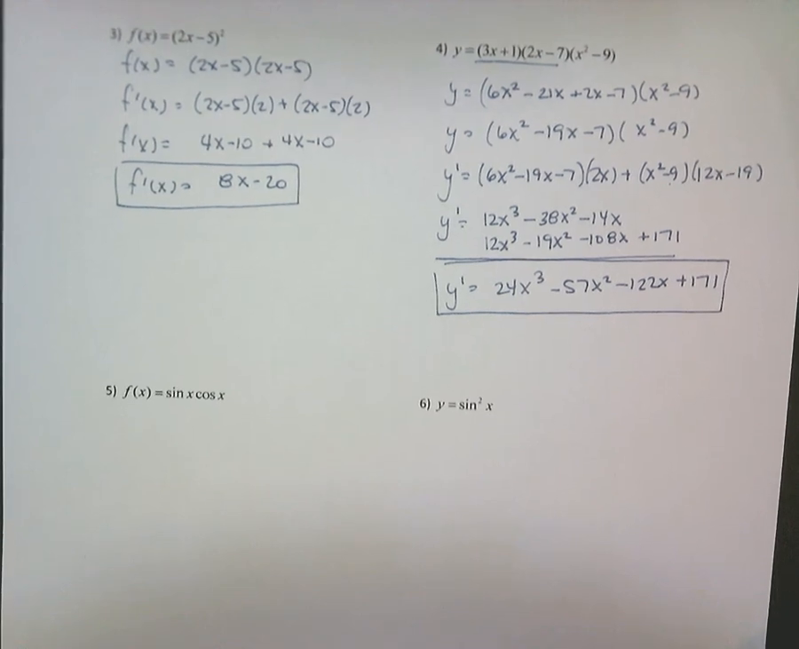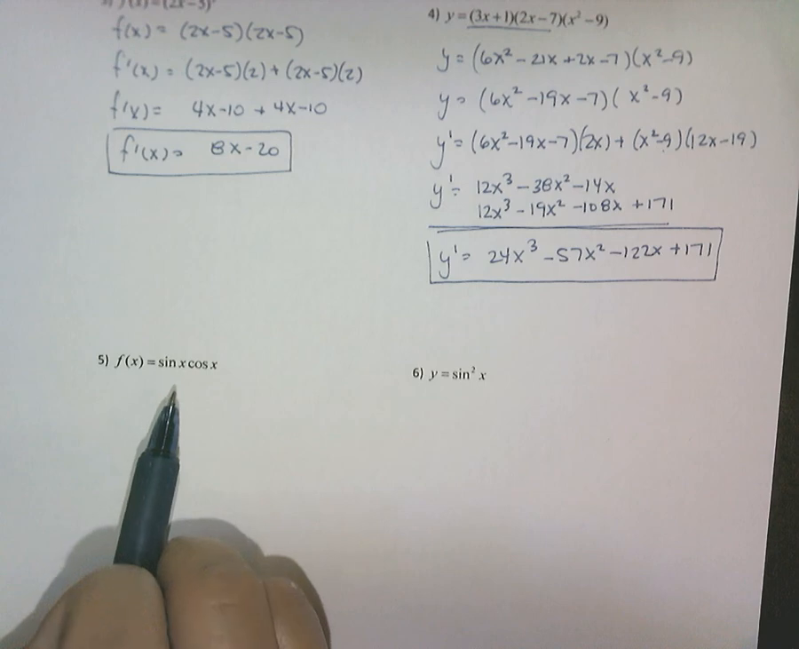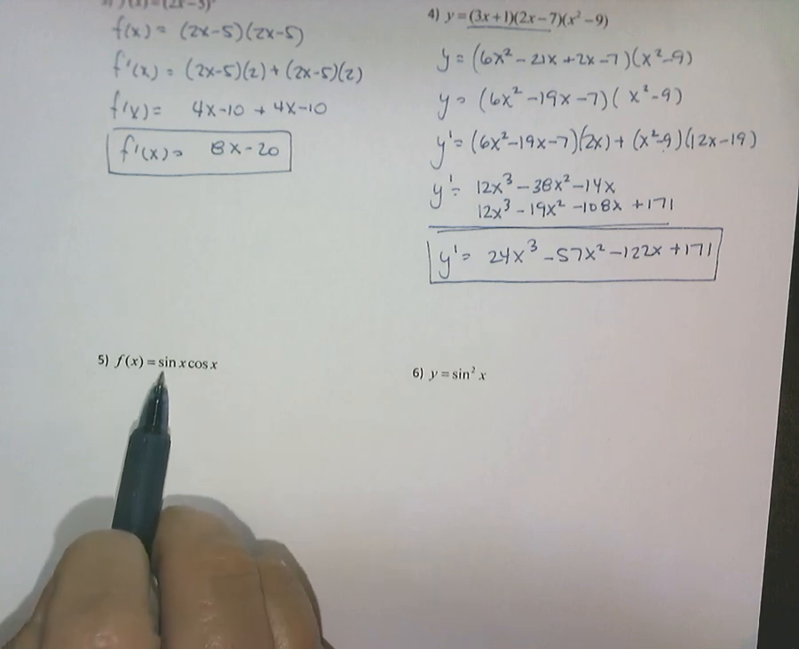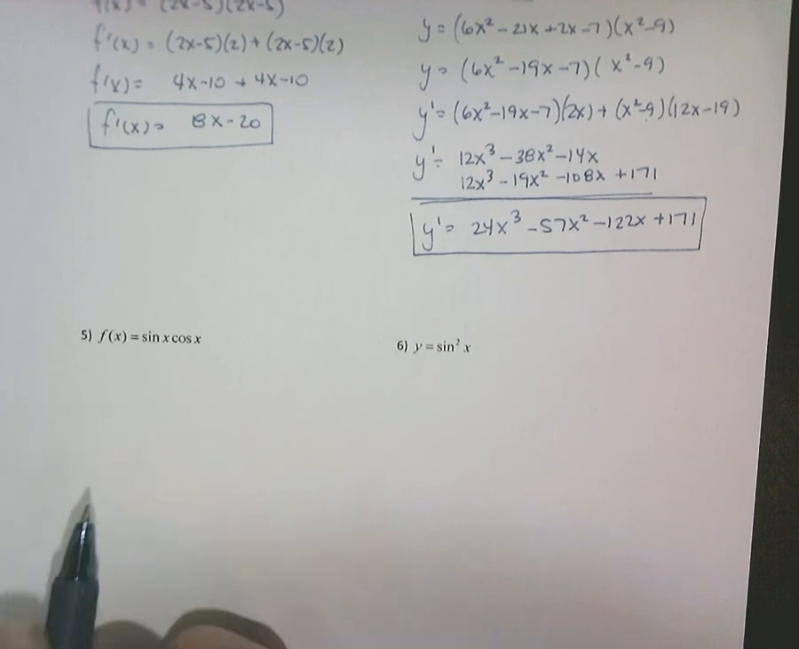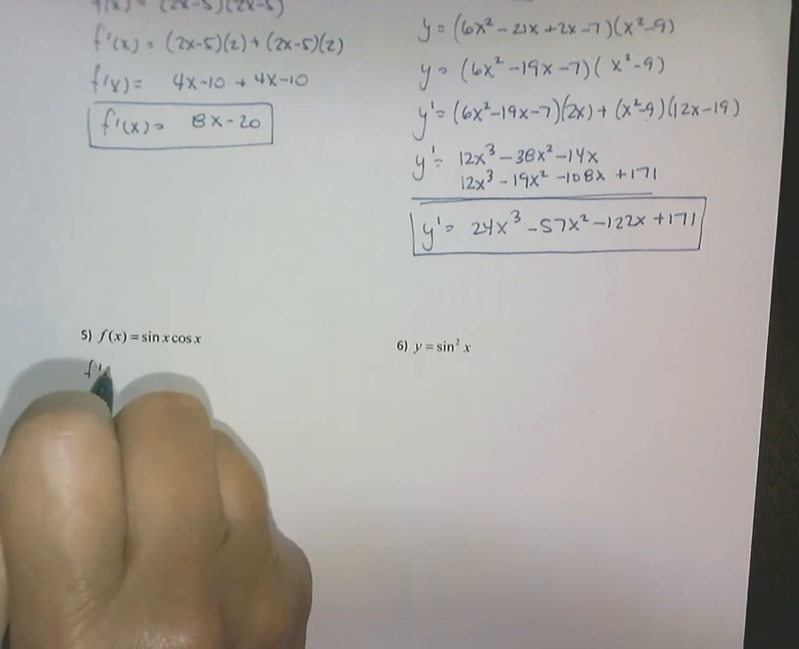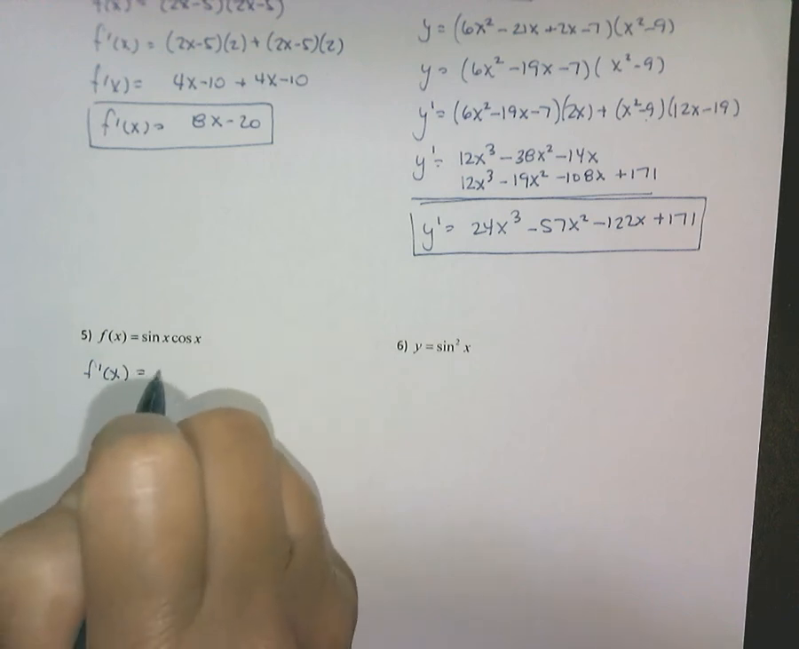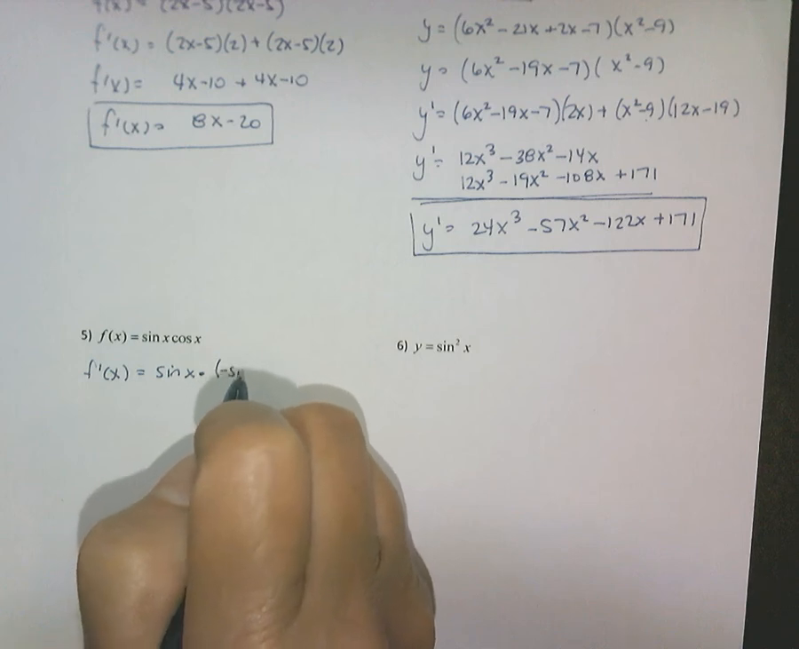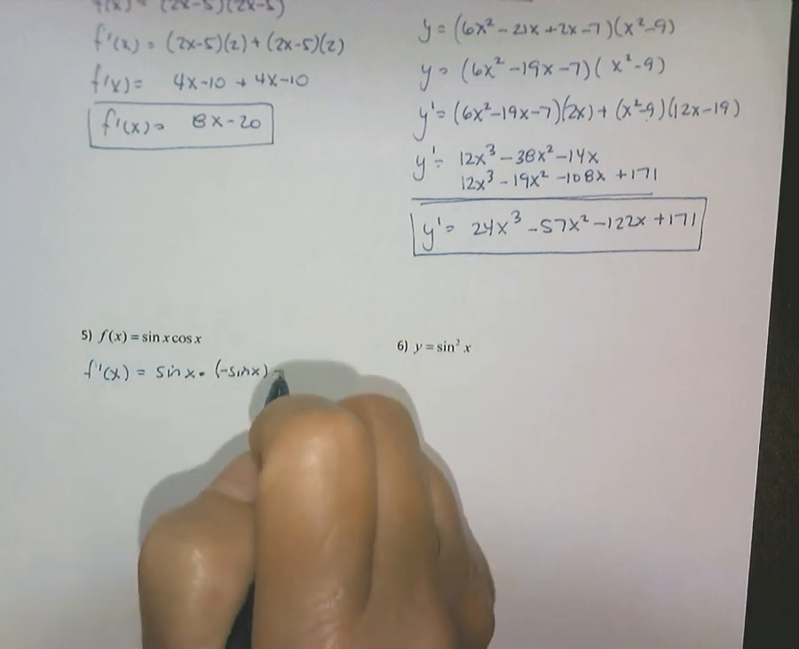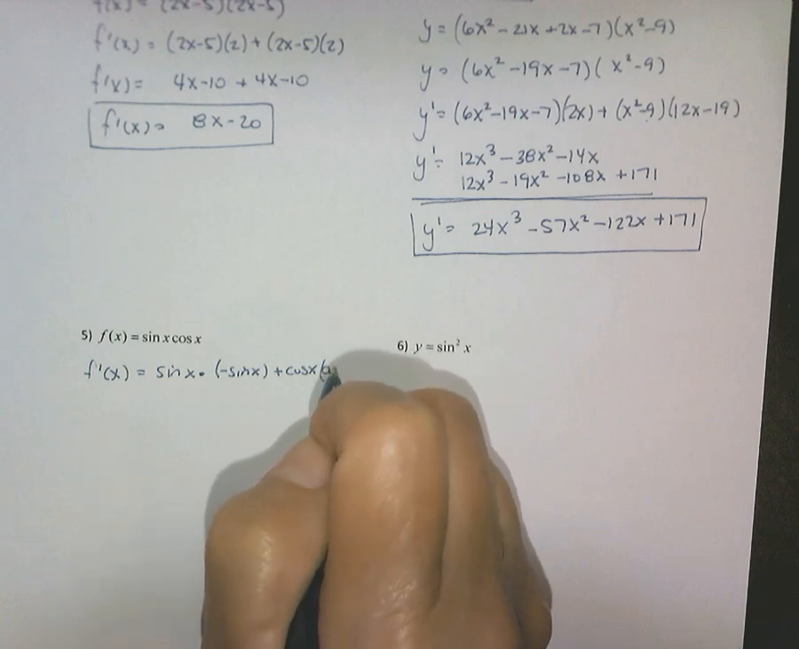We also do these with trig. So with trig, it's still the same process. This is saying you've got this function sine of x, and I'm going to multiply it by this cosine of x. So I want to do the product rule. I want to take the first, multiply by the derivative of the second, plus the second, multiplied by the derivative of the first.